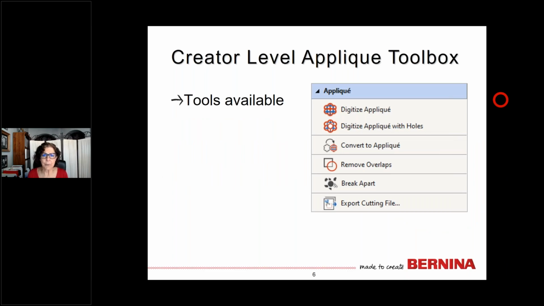When we look at the tools in the applique toolbox for creator level, there are 3 different tools for creating applique. These are the first 3 tools. There is an exercise for each one of these tools. Then there are 2 tools for editing. That's remove overlaps and break apart. And then the export cutting file tool is how you send designs either to be cut with the cut work tool or export as an SVG for a cutting machine.